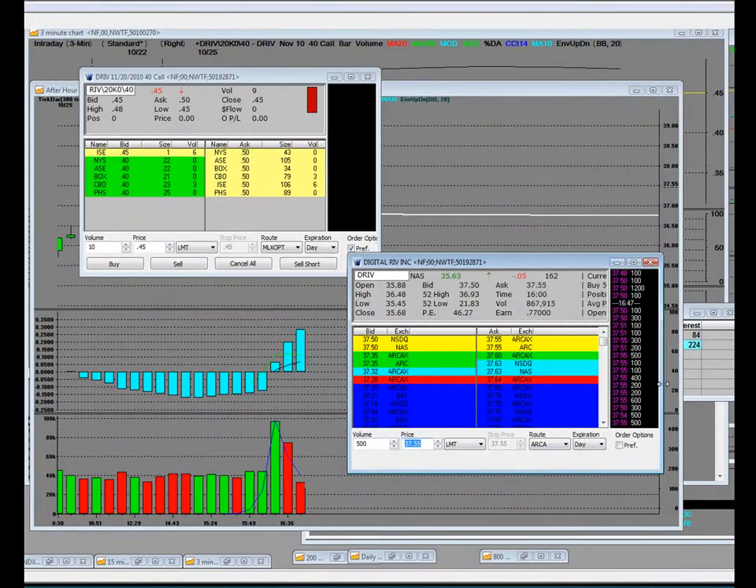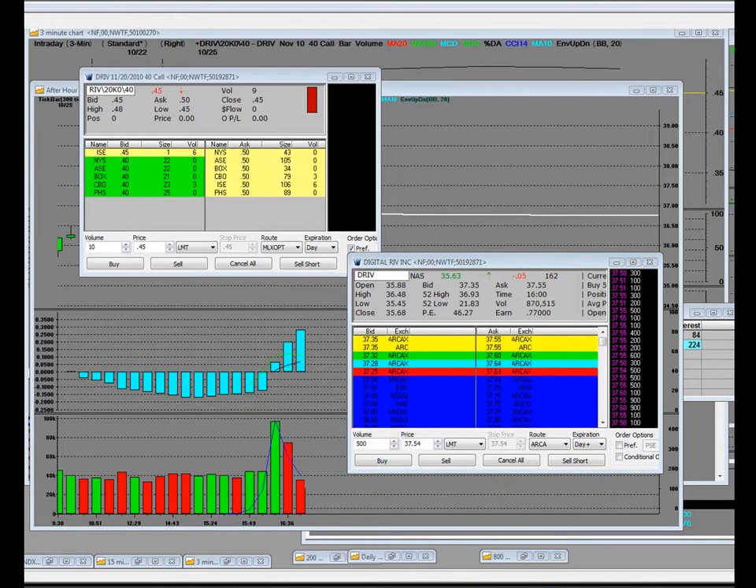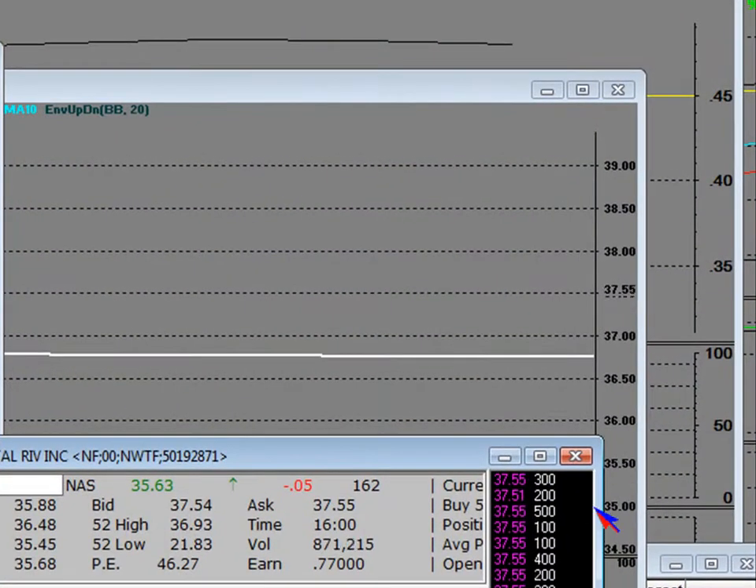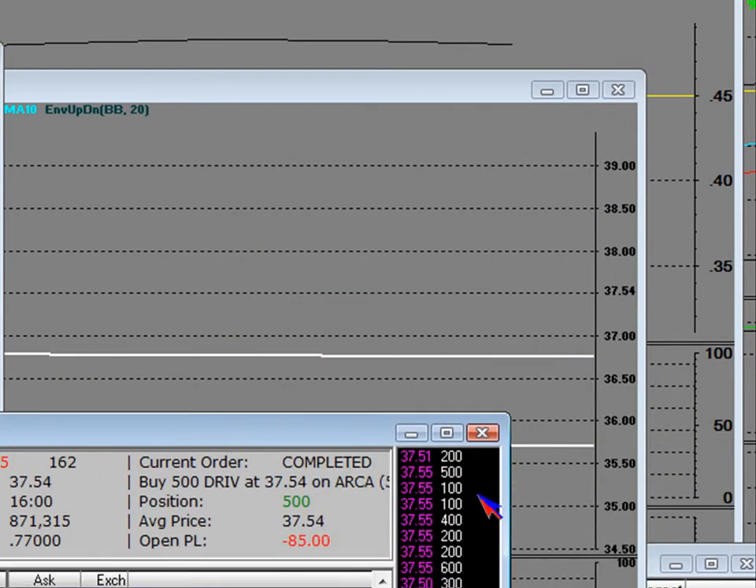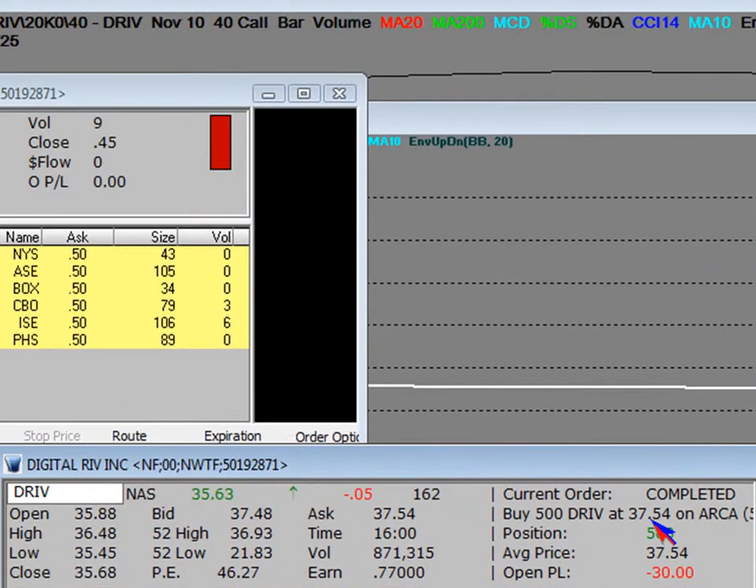Damn it, I have to go to day plus. And what I'm going to try to do is get in. Am I doing it there? Let's see if I can get hit. MMTs, oh yes, MMTs. I got hit at 37.54.